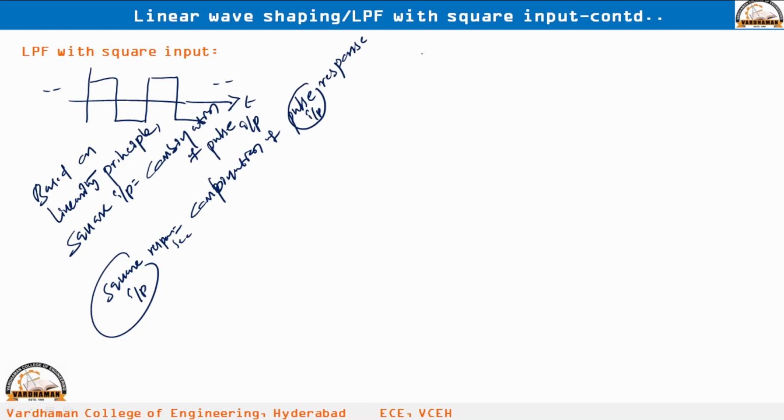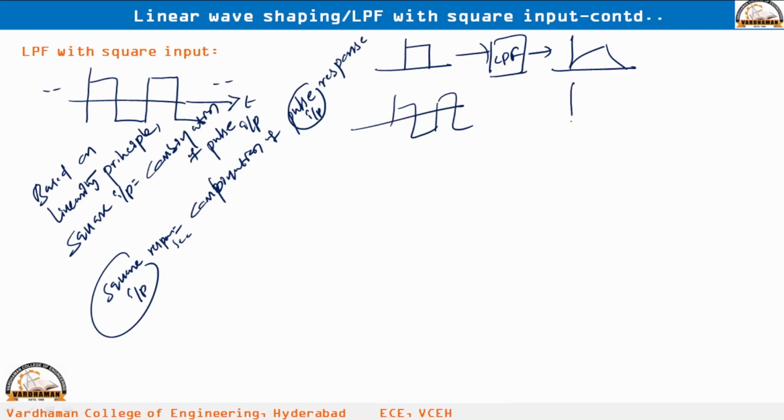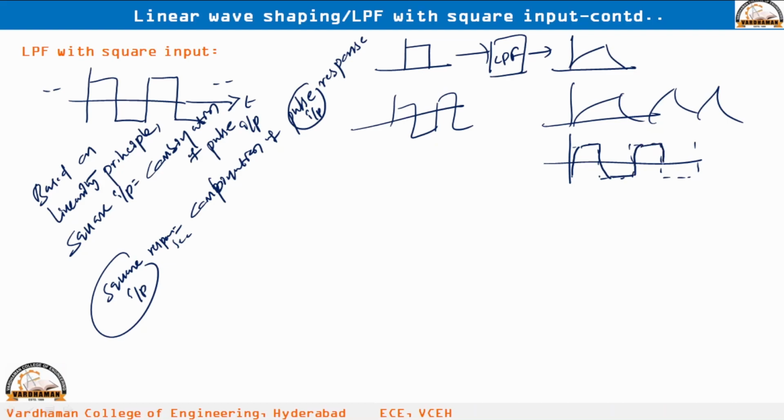For the pulse input, for example if you take a low pass filter, what output do you get? Based upon the RC value you get it like this. Now, if you take a series of pulses like this, what will be the output? You will get a series of triangular pulses. This is the output of this particular square wave. Again, based upon the RC value, you can get it in different manners: immediately it can reach, immediately it can discharge, immediately it can charge, immediately it can discharge.